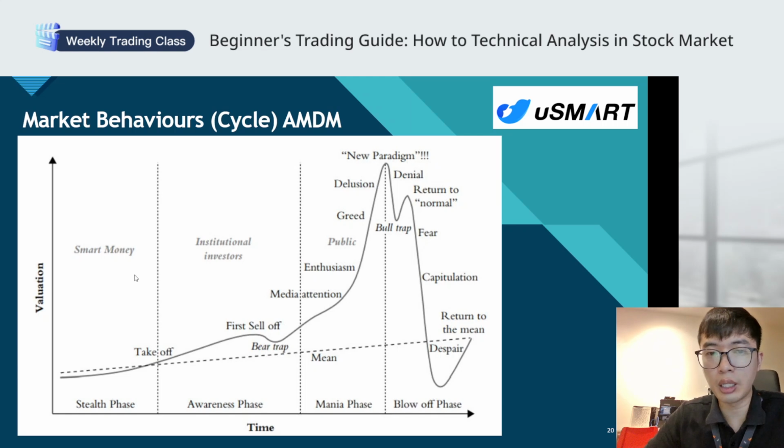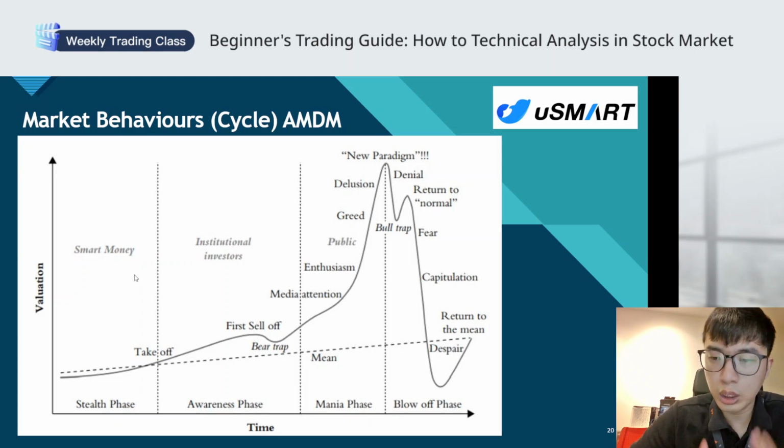So here, can every one of you or maybe any one of you say which phase we are in now? In this market behavior cycle chart, we can see there is the smart money phase, sell phase, awareness phase, mania phase, and also blow off phase. So where are we now? We don't know the top. It's very hard to know the tops, but we need to roughly know where we are trading or where we are investing in the current market. Any guess? No. Okay, then I will continue to share with you.